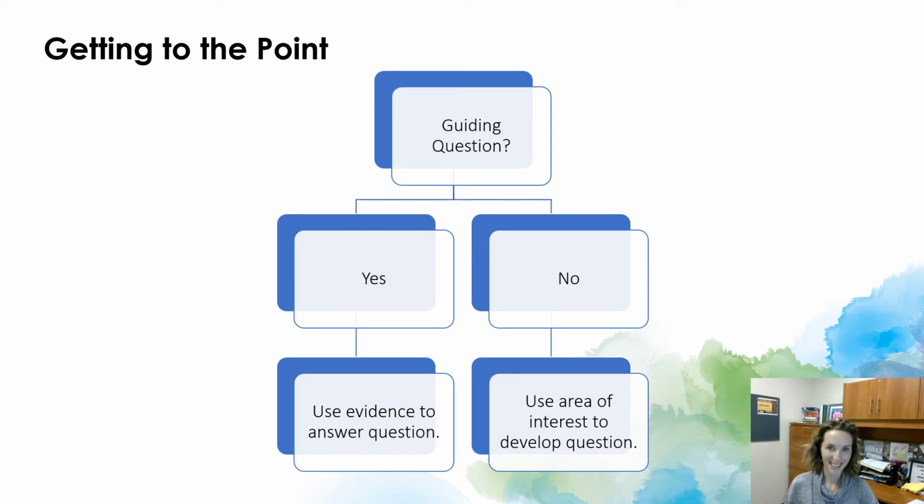Getting to the point. It can be really hard to figure out how to go about writing a discussion post. So my top tip is to seek the guiding question. If there is a guiding question, you're going to use evidence from your readings and from your weekly content to answer that question. If there's not a guiding question, it's important to use an area of interest to develop a question that you can answer.